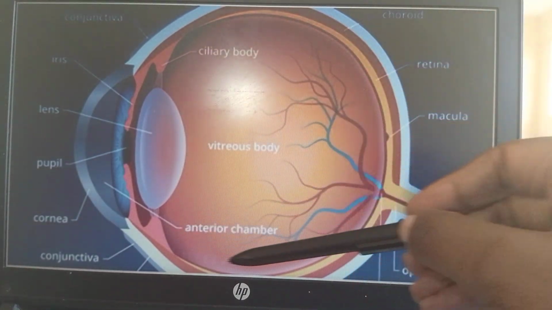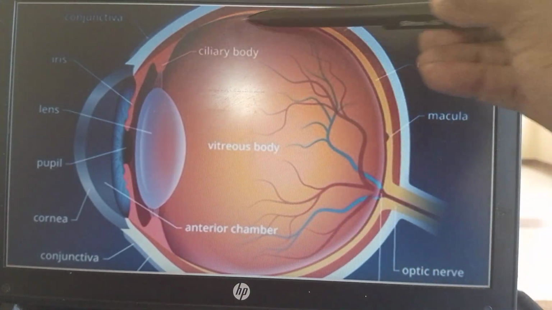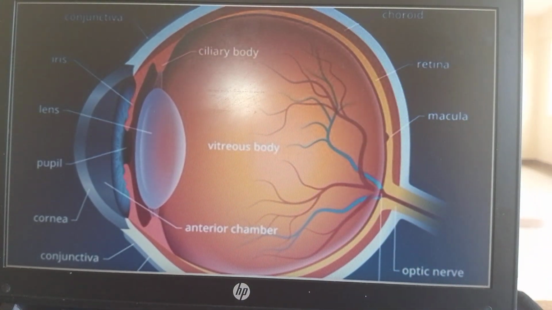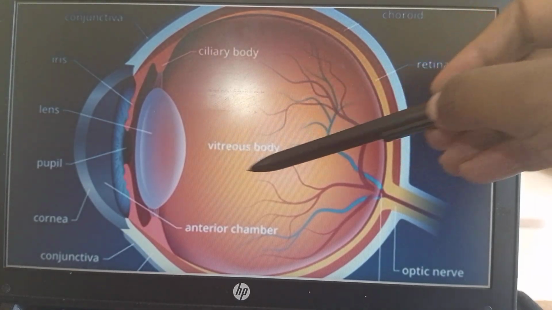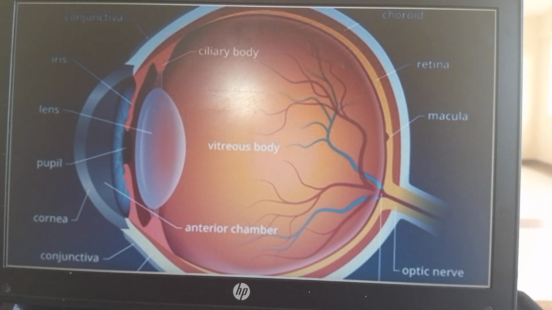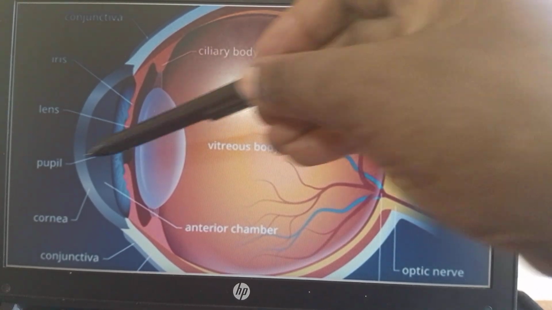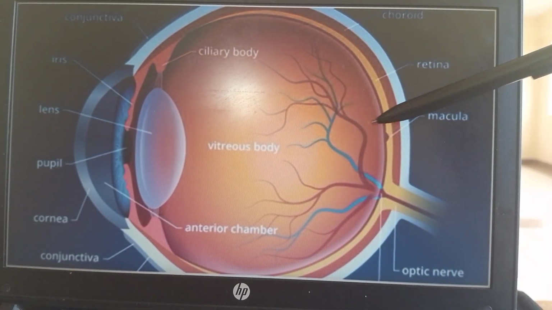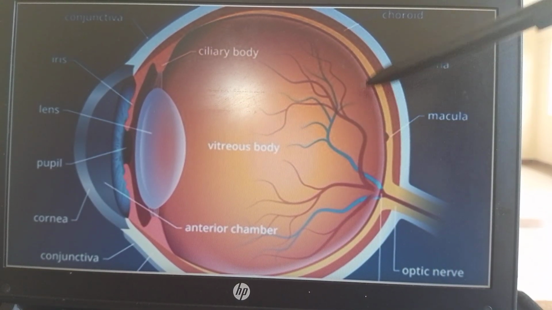We come to this bigger space you see here. This space is what we refer to as the vitreous body. It's just a jelly-like substance which is also transparent and also has refraction power and also aids in allowing light to pass through so as to reach the retina, among other functions.